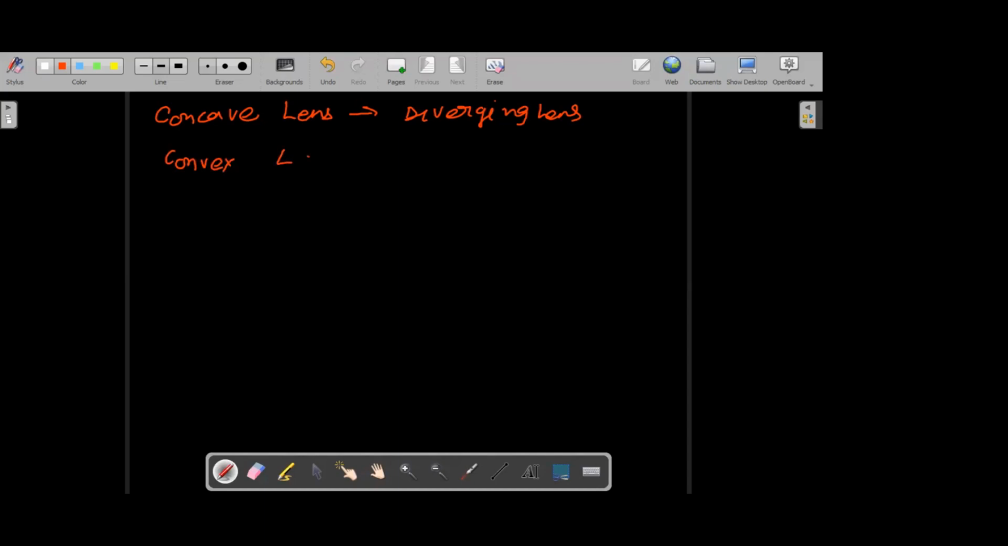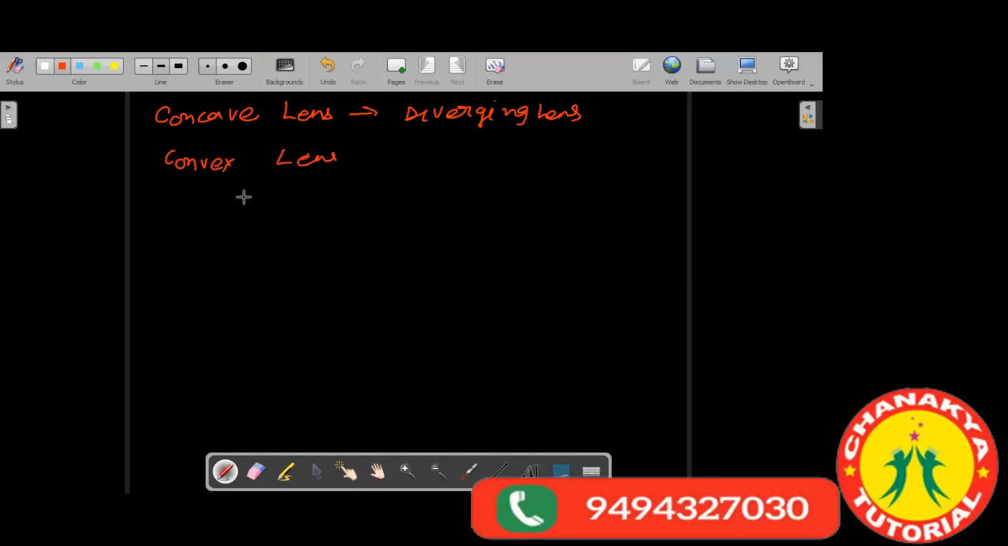Converge the rays of light at a common point. So depending on this, we'll be using the sign conventions. So a convex lens is a converging lens, and both the lenses are based on the phenomena of refraction of light.